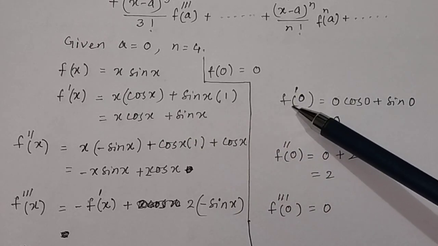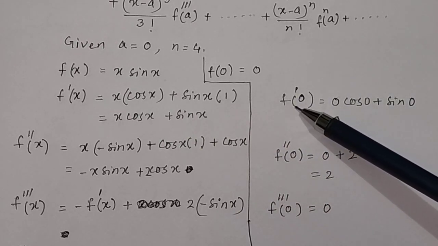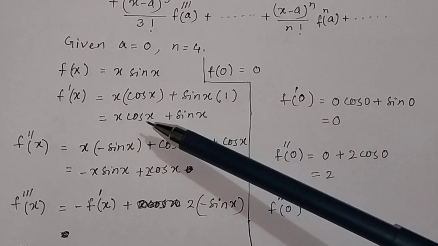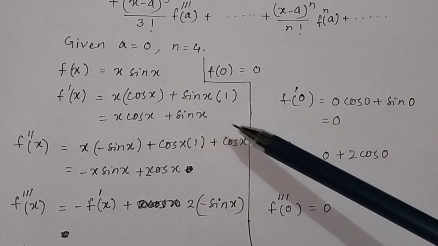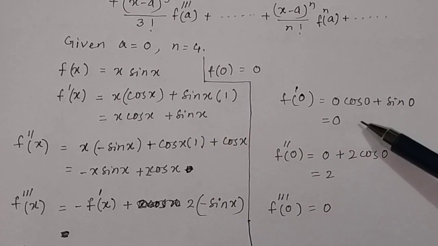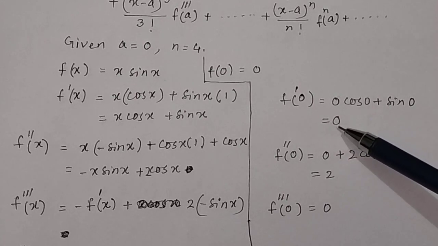So what will be f dash 0? That means the first derivative of the function at a equal to 0. This will be equal to 0 into cos 0 plus sin 0. 0 into cos 0 is equal to 0, plus sin 0 equal to 0. So the first derivative will be equal to 0.